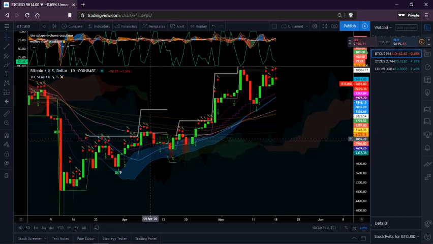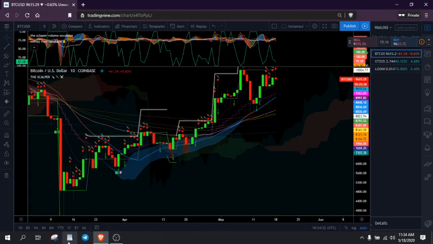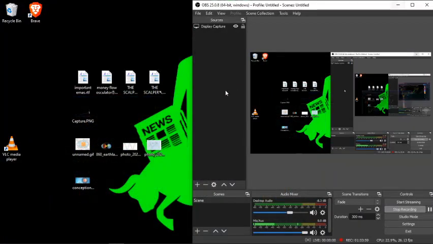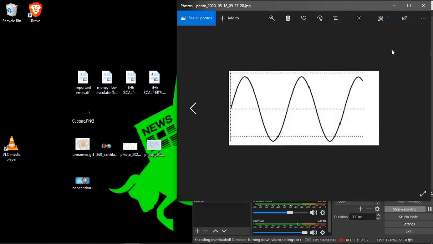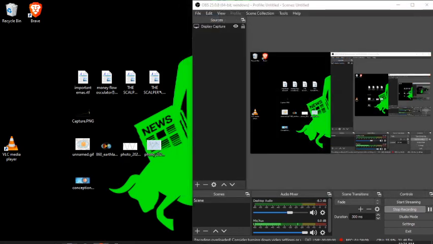And going further in detail, all these lines are EMAs and SMAs, which are what again? The wave functions, right? The wave functions, okay?